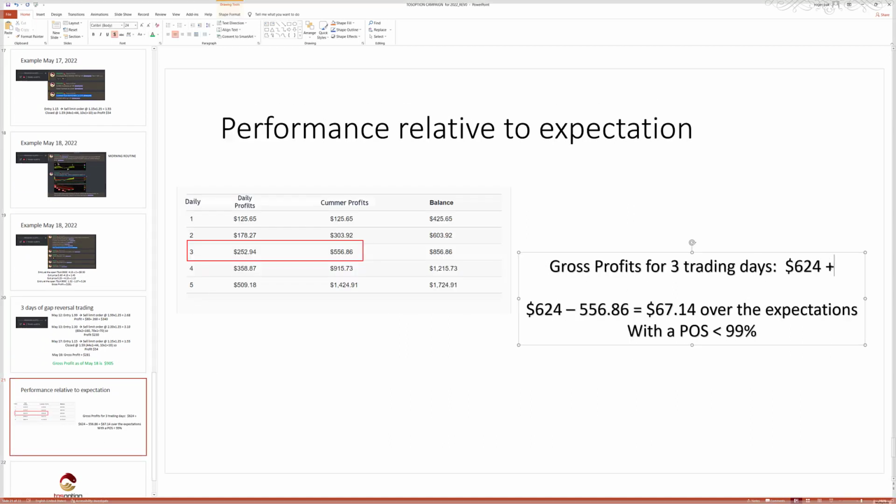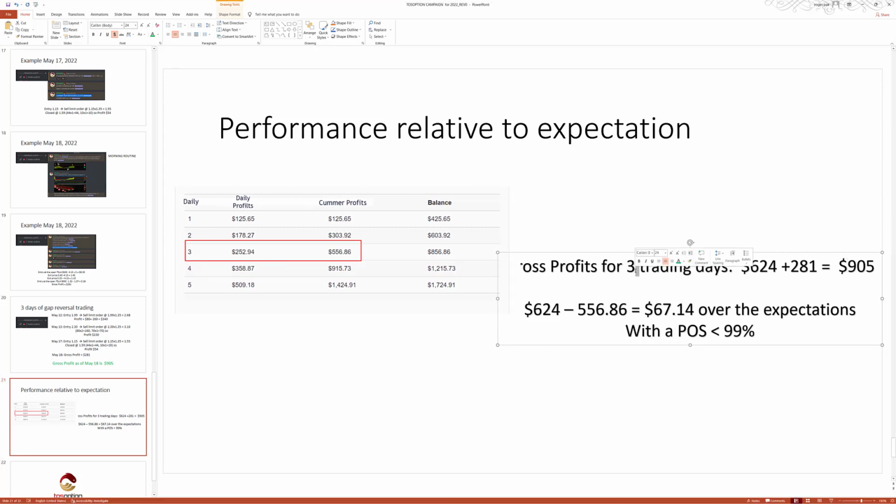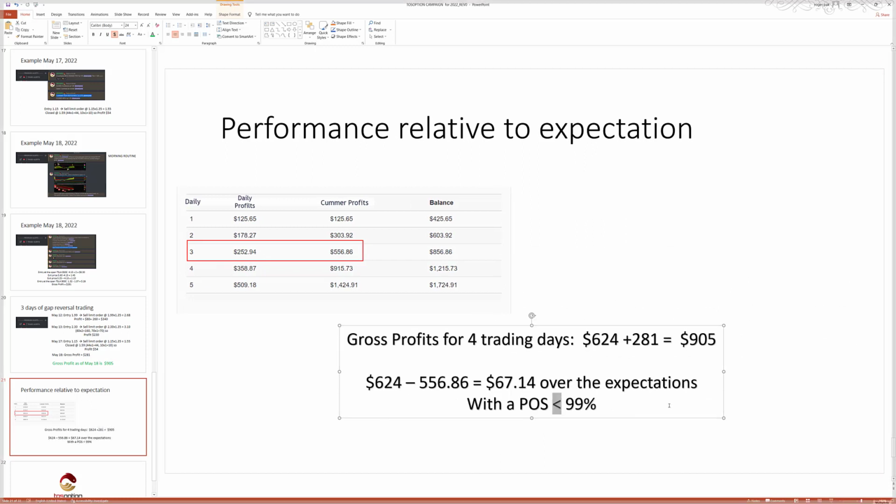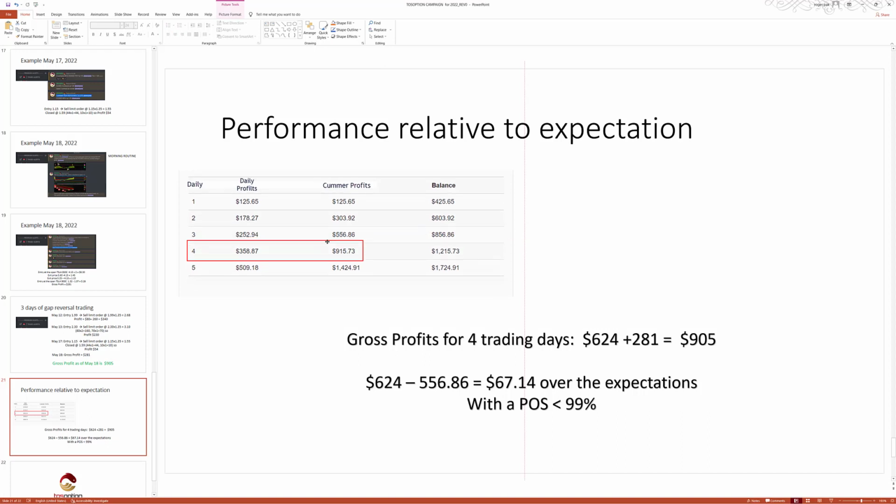So I'm going to add that 281, which is 905 for 4 days of trading. So on day 3 we were above, and now we're slightly under, right? So we're kind of fitting this model that's working. Okay, that's everything that was alerted, and you can see how it works. But it's not like you put in $900, you make $10,000 type of trade.